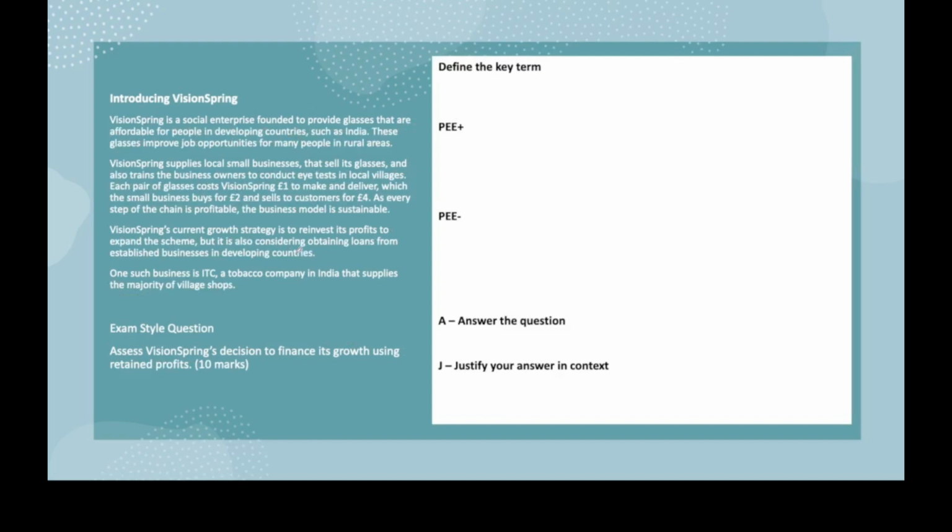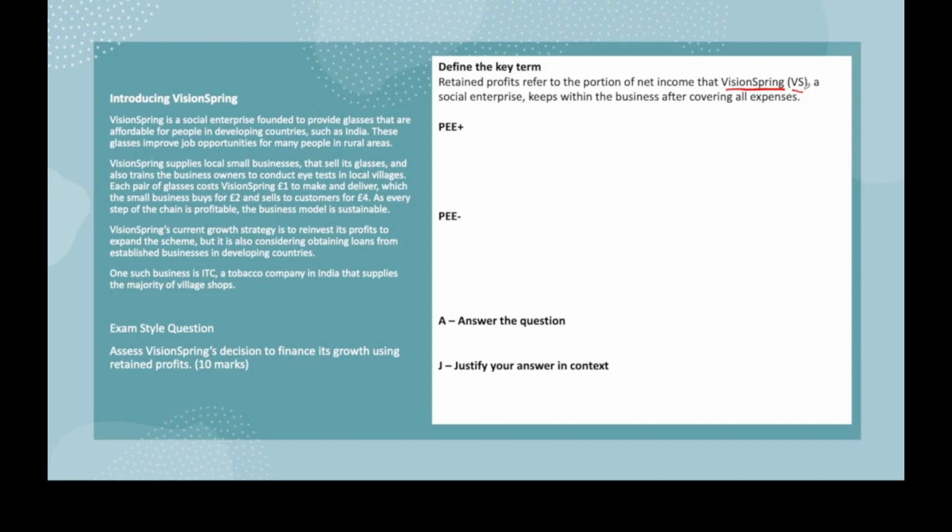So we're going to define our key term, very textbook. Now you'll notice up here, I thought VisionSpring was quite a long name, and I'm lazy. I like shortcuts. So I'm going to call it VS from now on. You'll notice I've put it in brackets. I'm going to call it VS throughout the rest of the answer to save myself a bit of time.